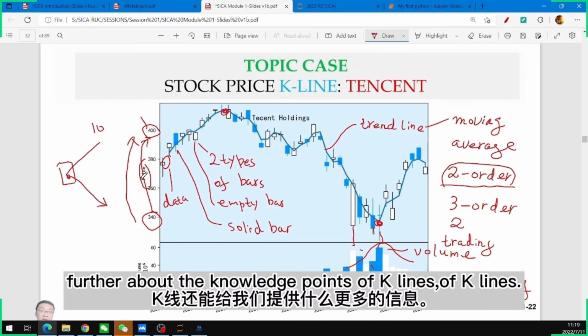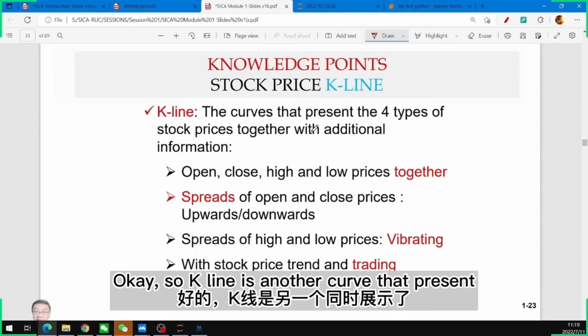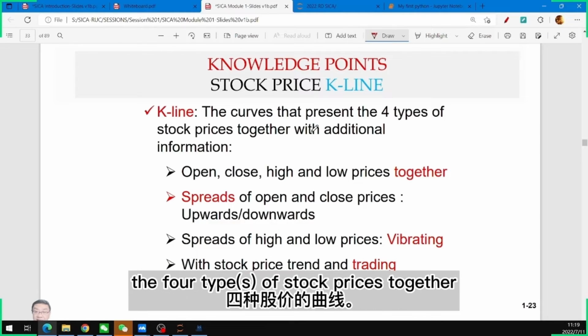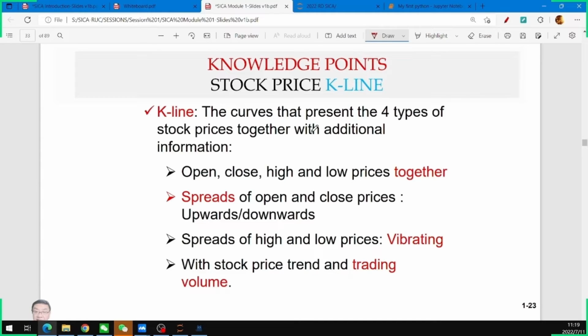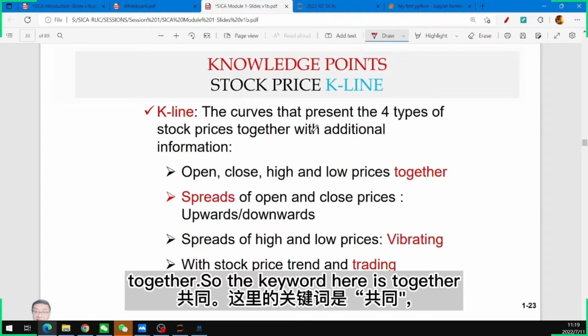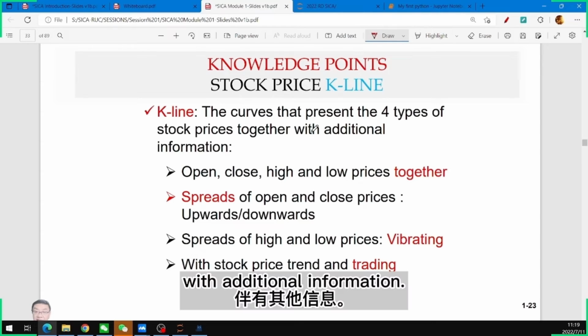Let's look further at the knowledge points of K lines. Okay, so K line is another curve that presents the four types of stock prices together. So the key word here is together, with additional information.